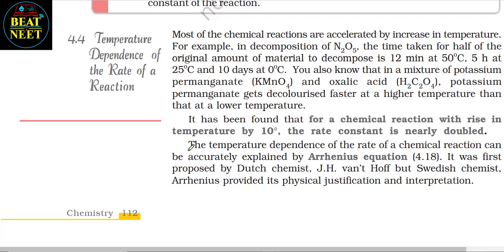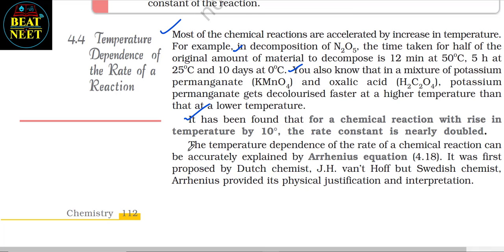4.4 Temperature dependence of the rate of a reaction. Most chemical reactions are accelerated by an increase in temperature. For example, in the decomposition of N2O5, the time taken for half of the original amount of material to decompose is 12 minutes at 50 degrees Celsius, 5 hours at 25 degrees Celsius, and 10 days at 0 degrees Celsius. You also know that in a mixture of potassium permanganate and oxalic acid, potassium permanganate gets decolorized faster at a higher temperature than at a lower temperature.